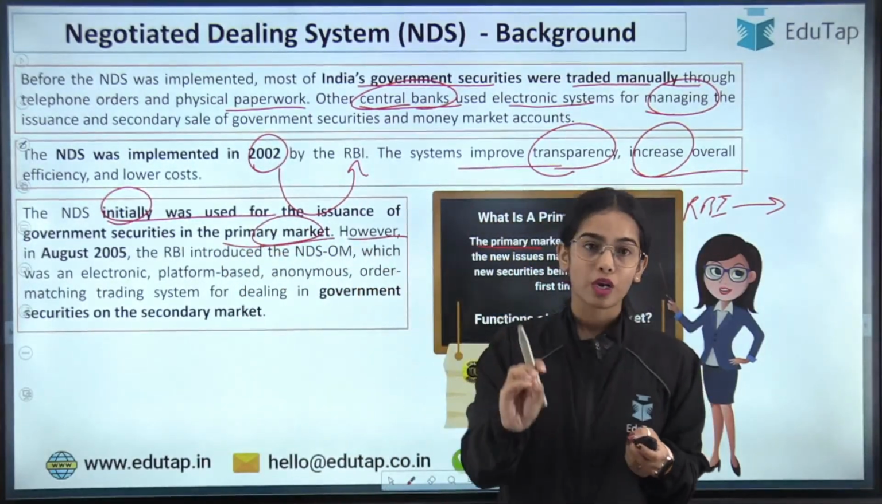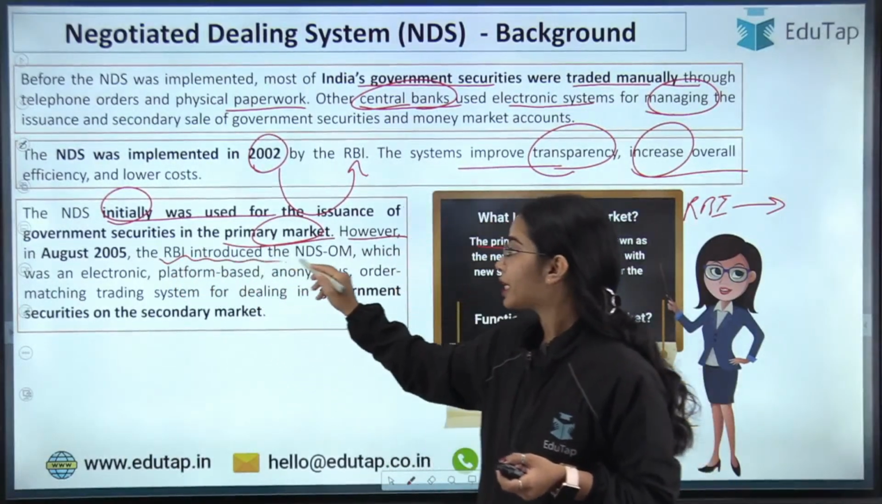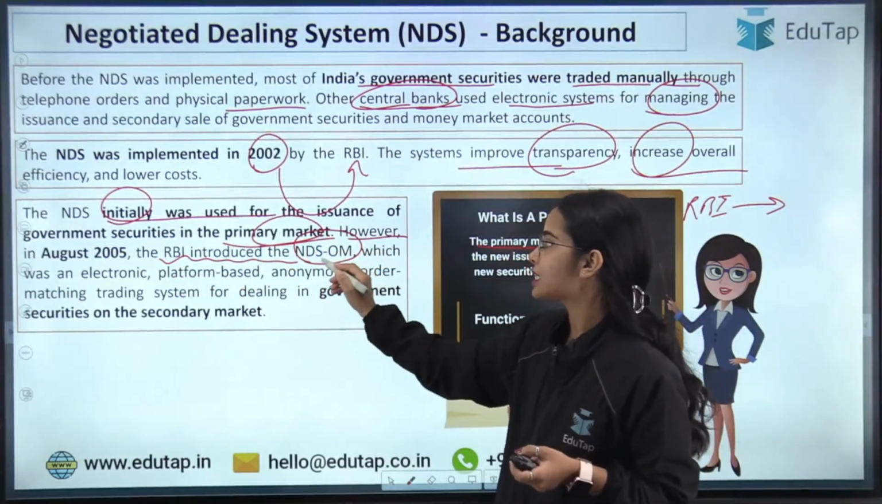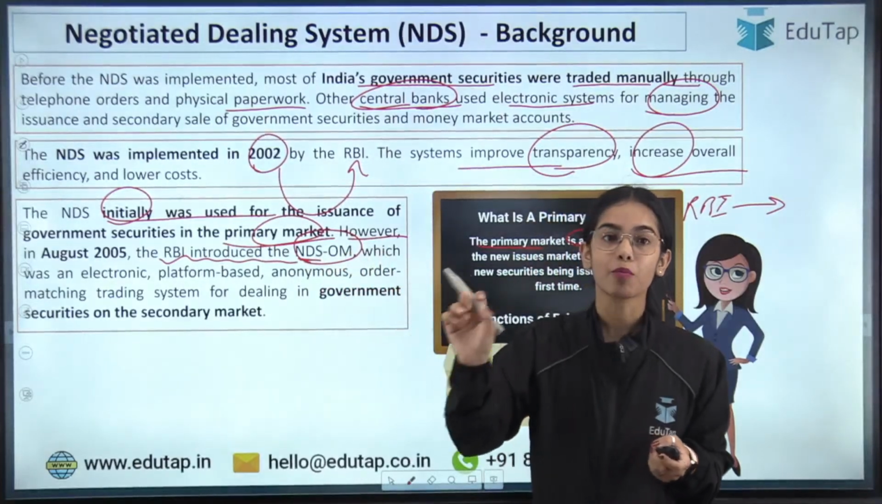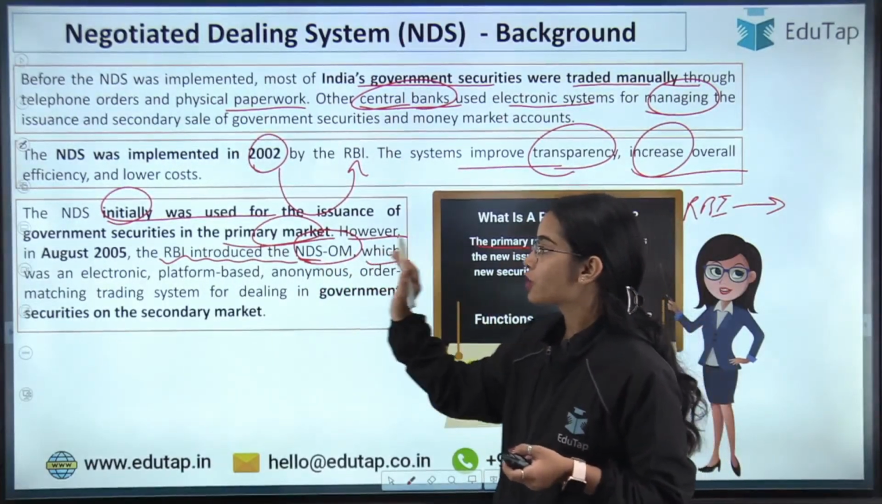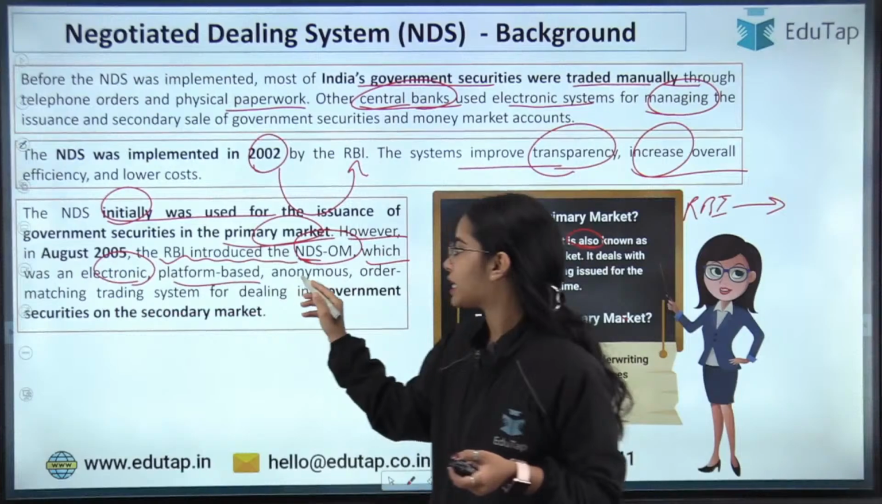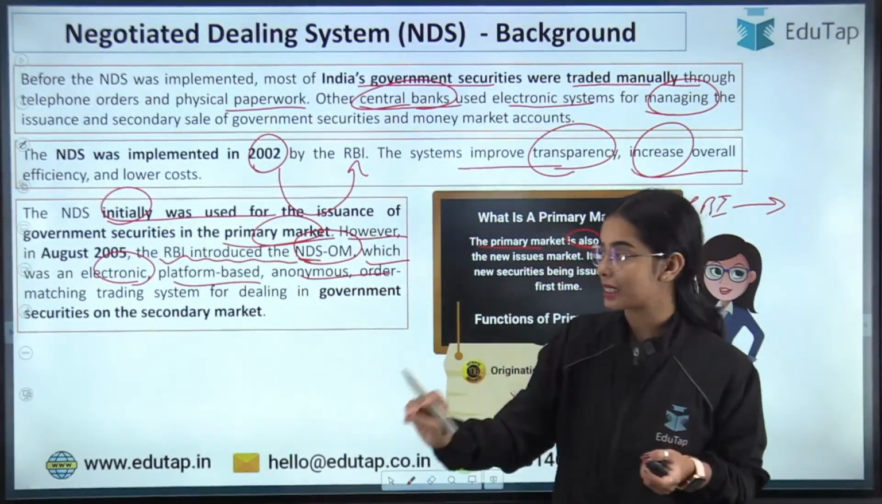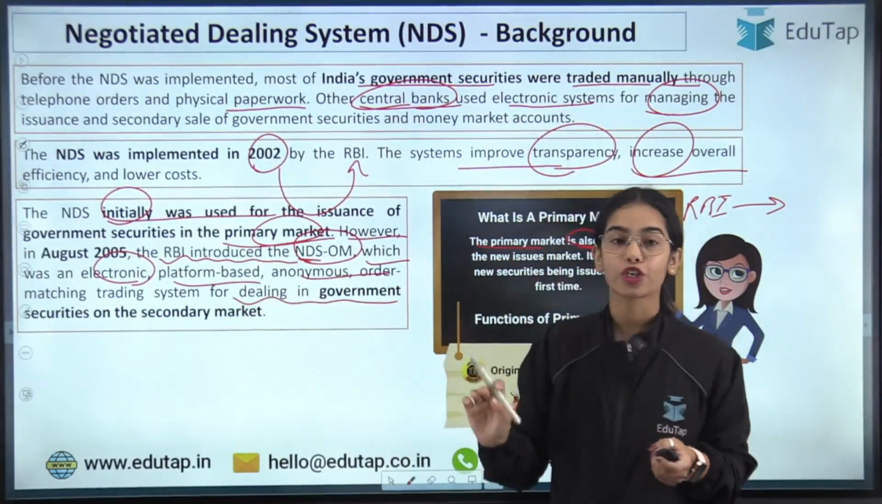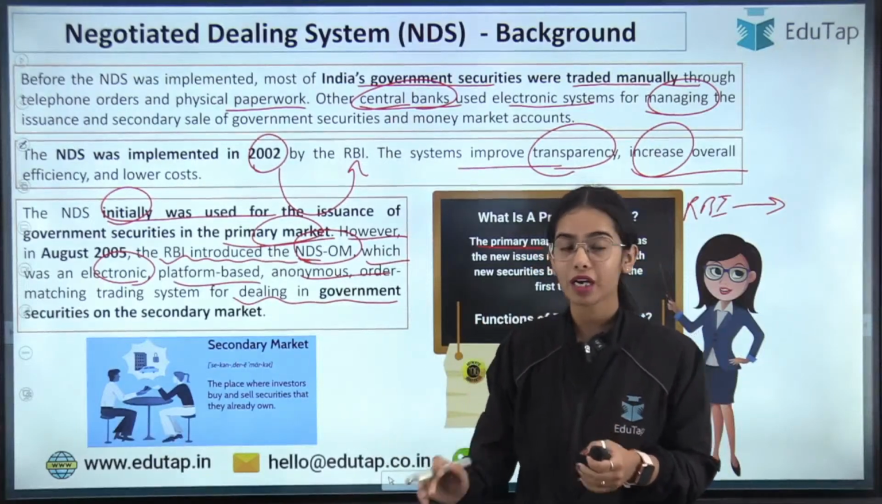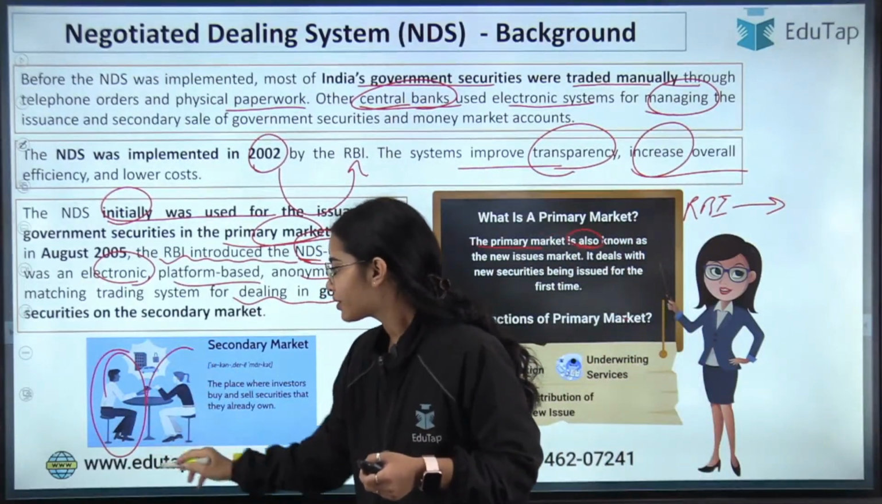however, in August 2005, the Reserve Bank of India introduced the NDS-OM, that is the Negotiated Dealing System Order Matching, which was an electronic platform-based anonymous order matching trading system for dealing in government securities in the secondary market. Secondary market where the investors are trading with themselves.